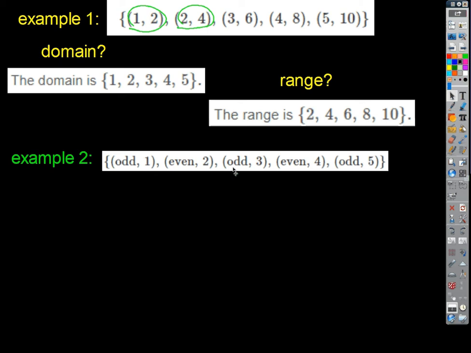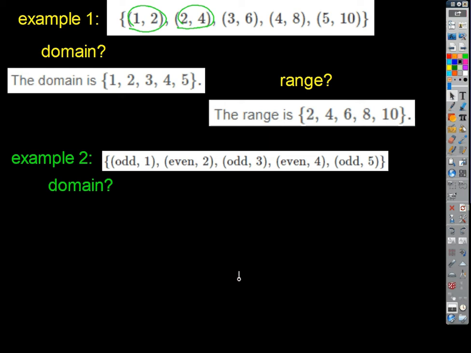Odd, even, odd, even, odd, even. Okay, but that's the same as odd, even, isn't it? Just odd, even, right? I don't need to repeat, okay? Those are the two different things that I could input into my relation, right?